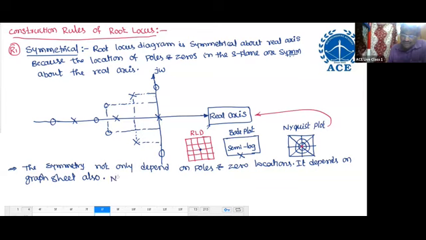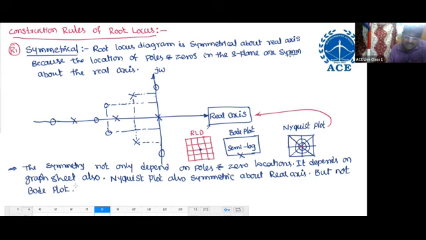Nyquist plots are also symmetric about the real axis, but not the Bode plot, because the Bode plot is drawn on a non-linear graph sheet.